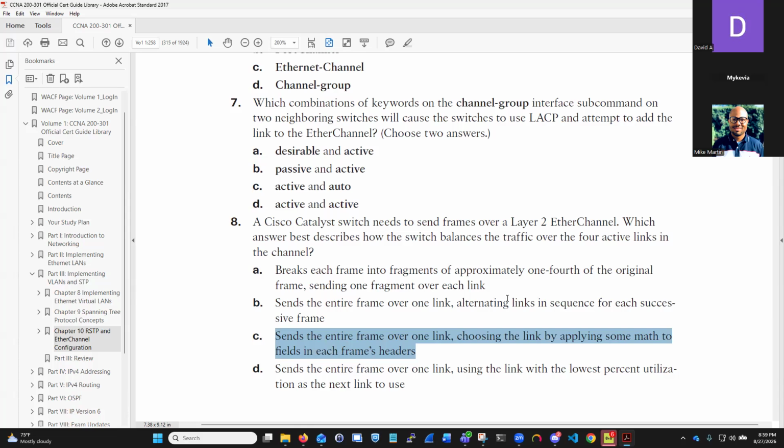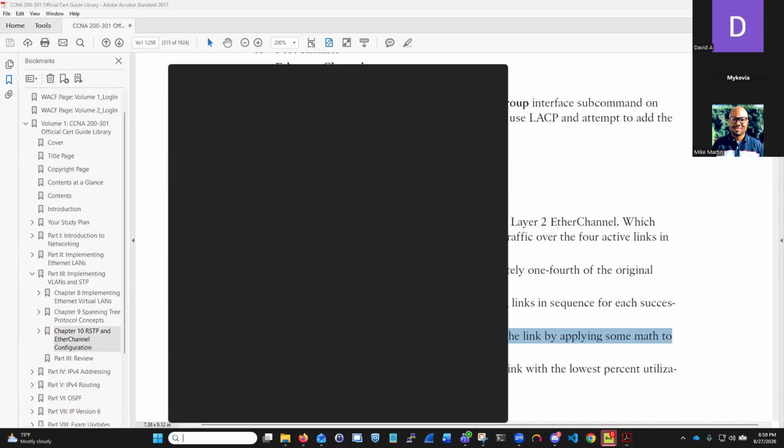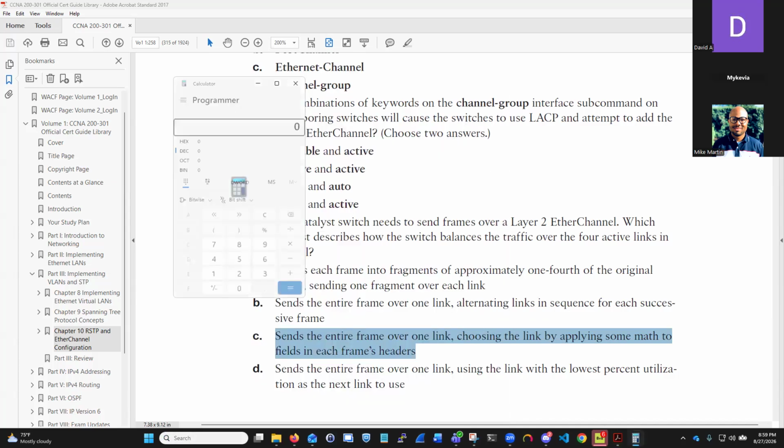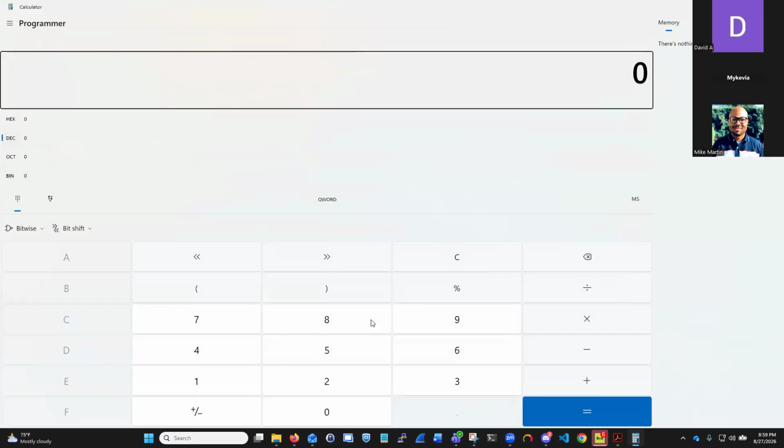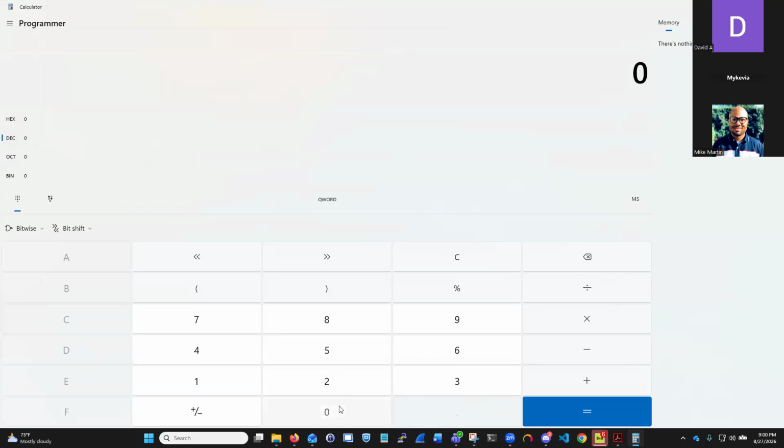Let's say we have an EtherChannel of 8 links. Each link has an index number starting at 0: 0, 1, 2, 3, 4, 5, 6, 7. If I pull out my calculator, I'm going to nerd out real quick. Let's say we send a frame over link 0. So the frame is just going to be 0. If it matches up with the XOR calculation, boom, it's going to win.